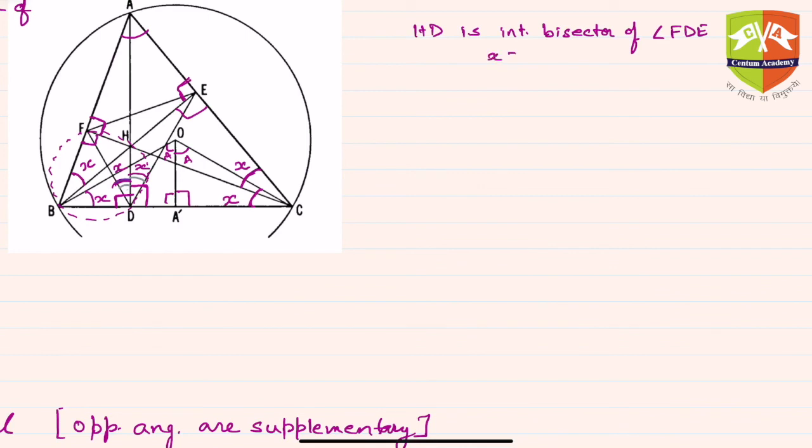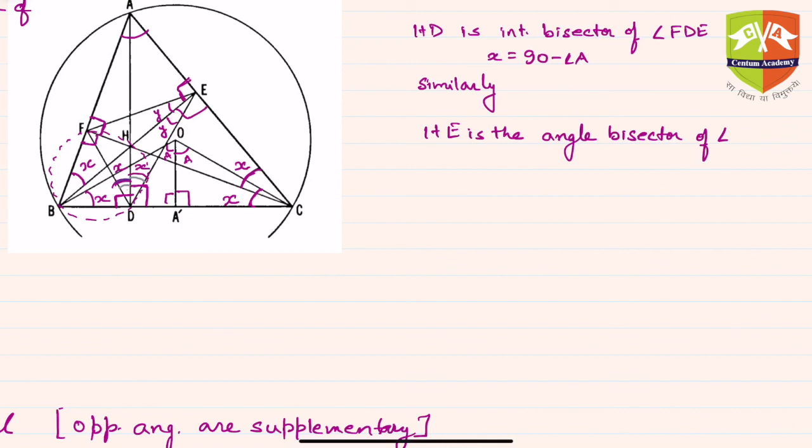Similarly, what is the value of the angle basically? In this case, X is nothing but 90 minus angle A. Similarly, if I call these two angles Y, if this is Y, then you will conclude that this will also be Y, and hence by similar logic, HE is the angle bisector of angle FED or DEF, where Y you will see will be nothing but 90 minus angle B. Both are the same.